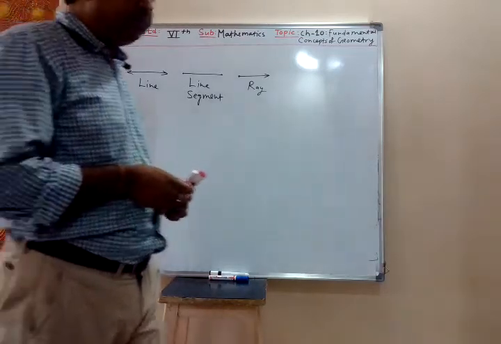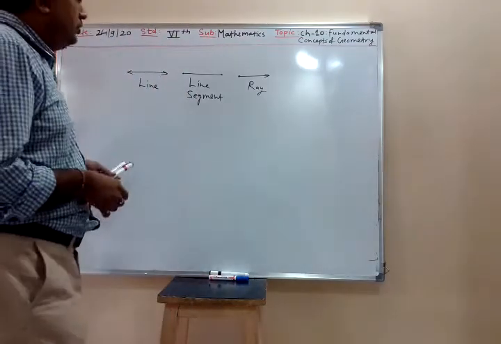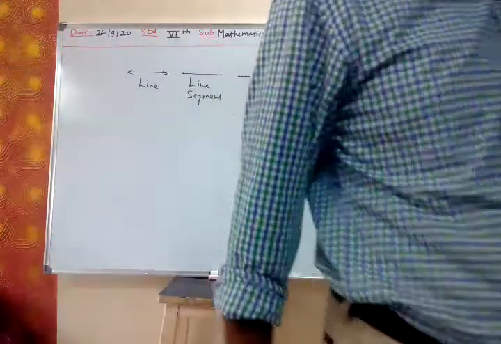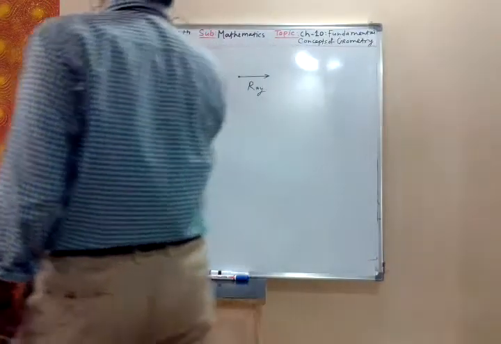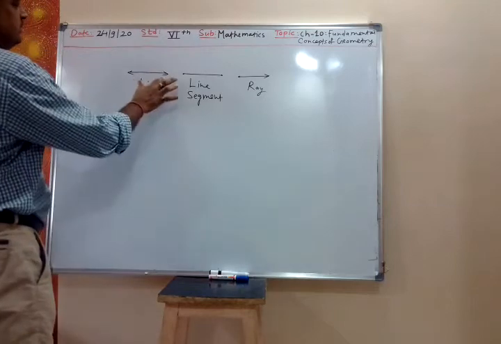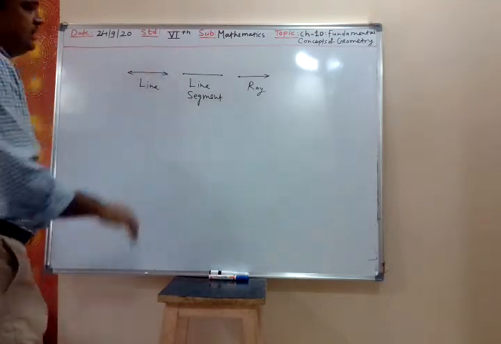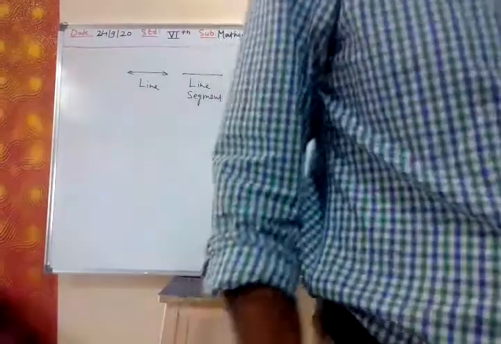No need to write. Yesterday we have seen three concepts. A line has an arrow at both ends. A line has an arrow at both sides. Then we have seen the line segment.